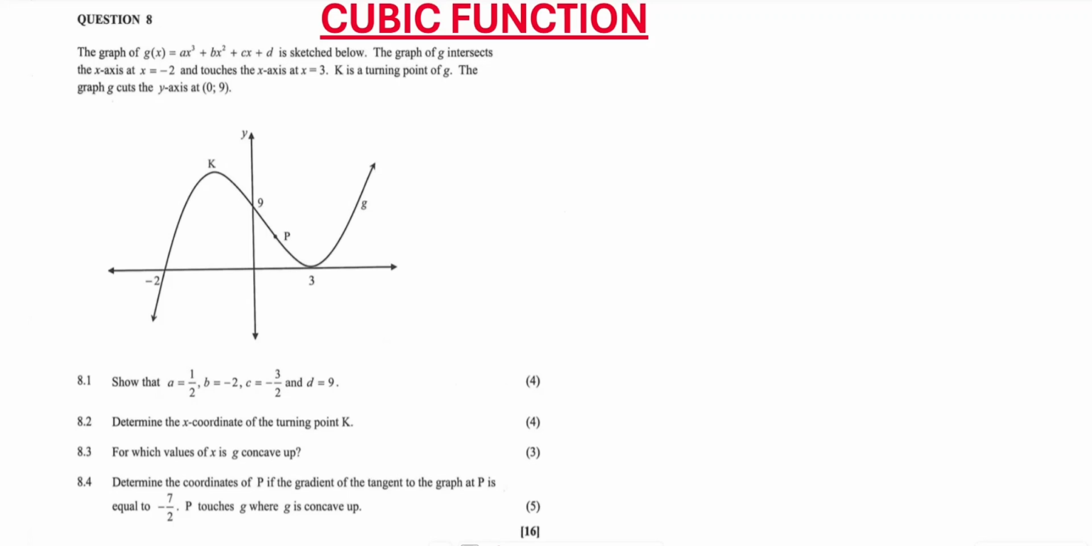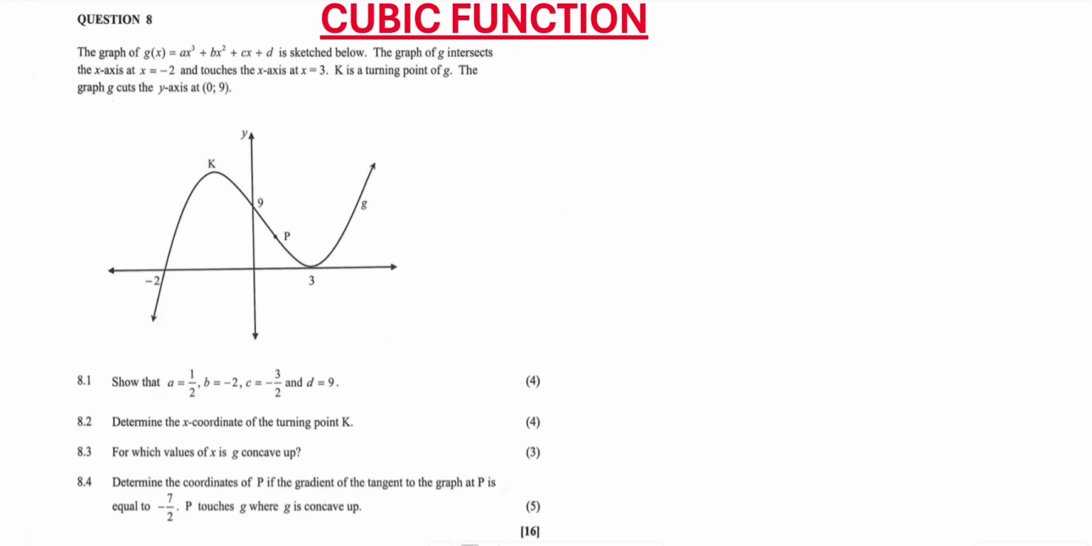Hello guys, in this video we are given a cubic function question which is part of calculus. The question reads: the graph of g(x) = ax³ + bx² + cx + d is sketched below. The graph of g intersects the x-axis at x = -2 and touches the x-axis at x = 3.